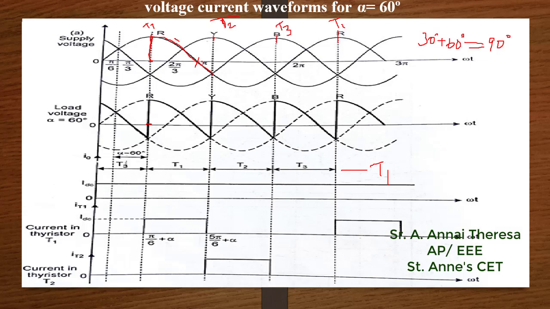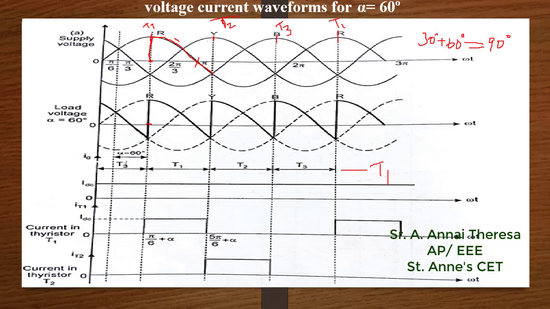But here this is inductive load. Because of this inductance property, there will be negative voltage, that is, a spike in voltage. See here, the same thing is drawn here also. This is the output voltage, that is the R phase. You have to draw as such.